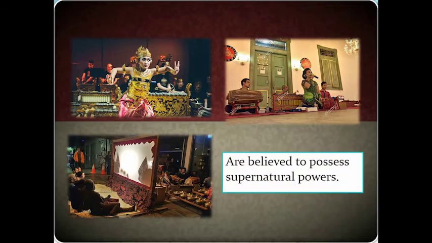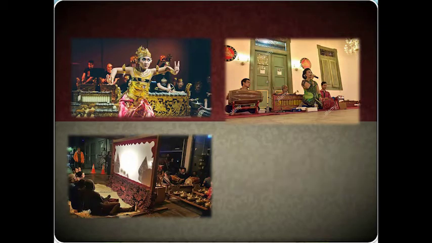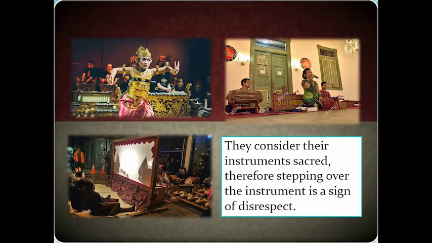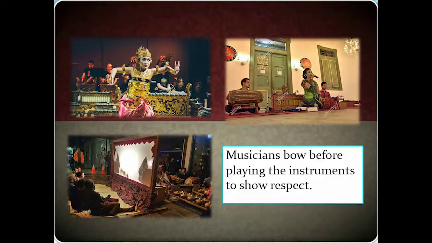Gamelan are believed to possess supernatural powers. They consider their instrument sacred. Therefore, stepping over the instrument is a sign of disrespect. The musicians bow before playing the instruments to show respect.